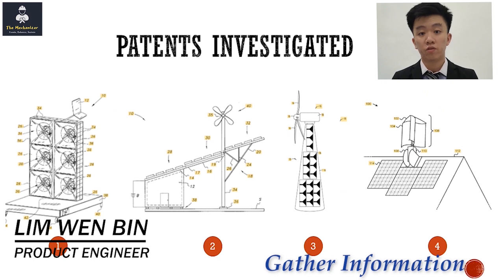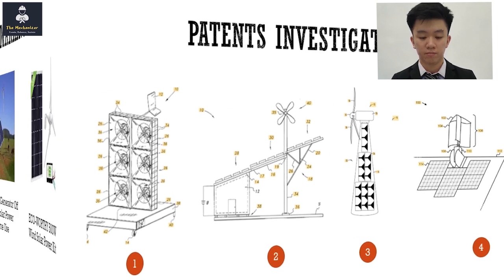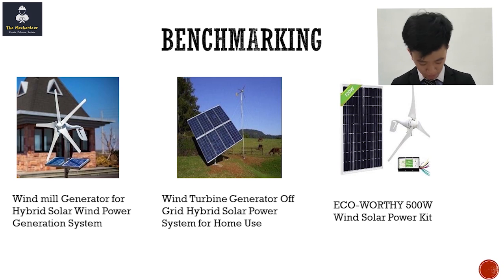There are a total of 4 patents that we have investigated for our project. The basic structure of our solar and wind turbine generator is based on the design philosophy of the patents that we have investigated. We have also benchmarked the current commercial products of solar and wind turbine generator systems in the market, and we have compared the specifications in order to meet the market needs.